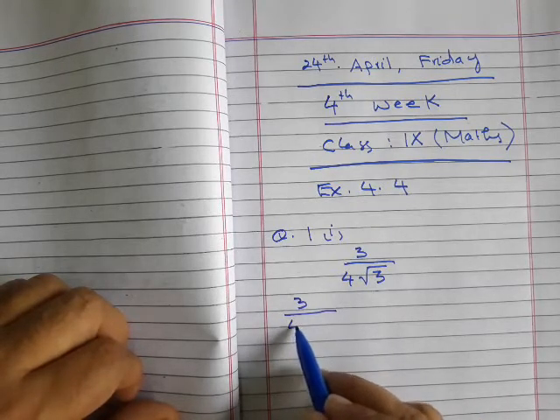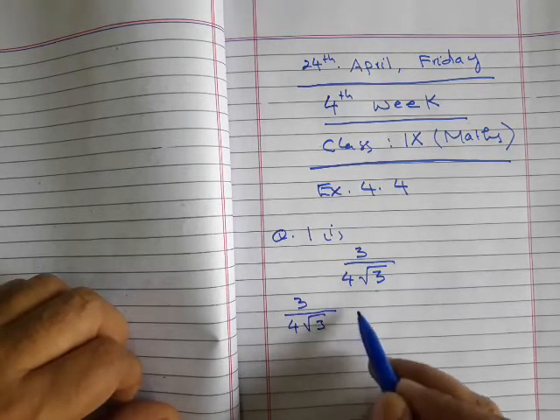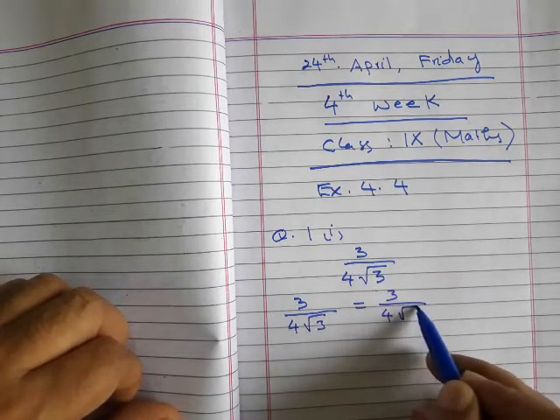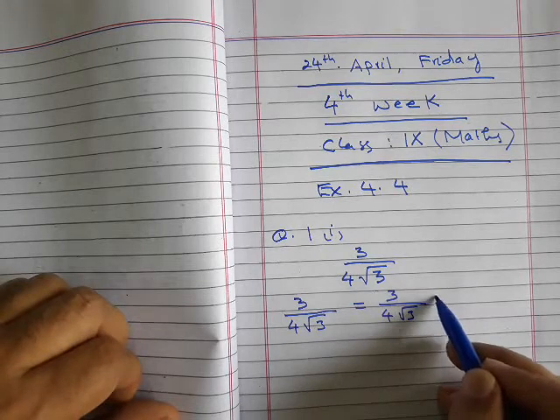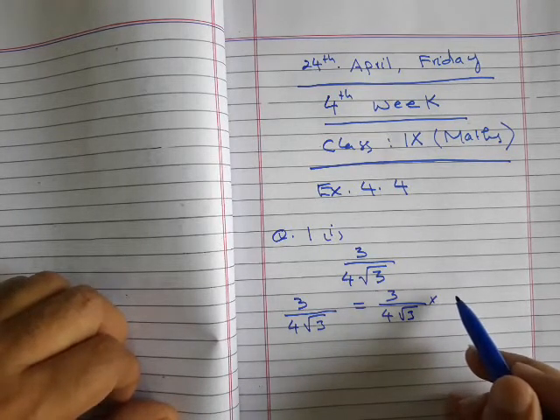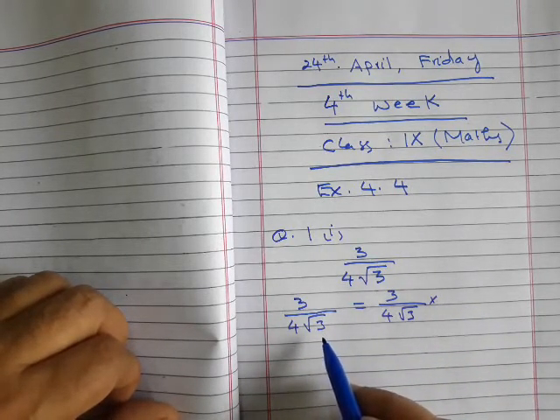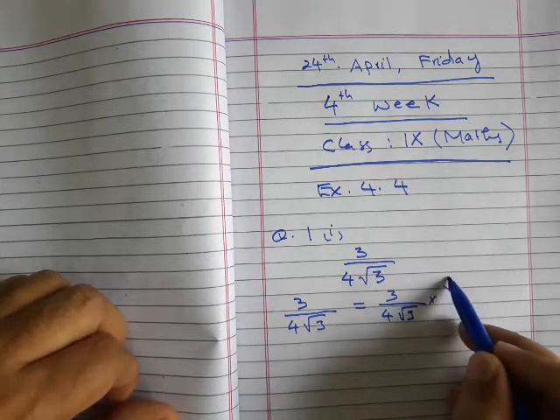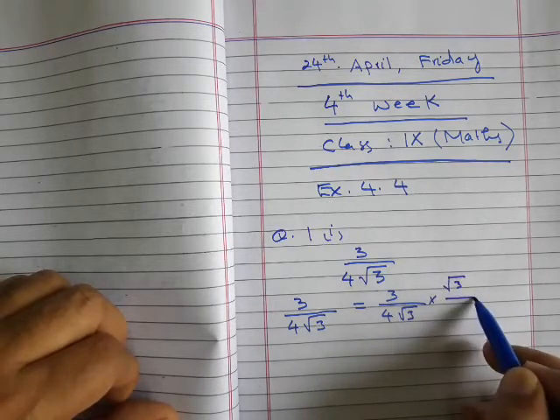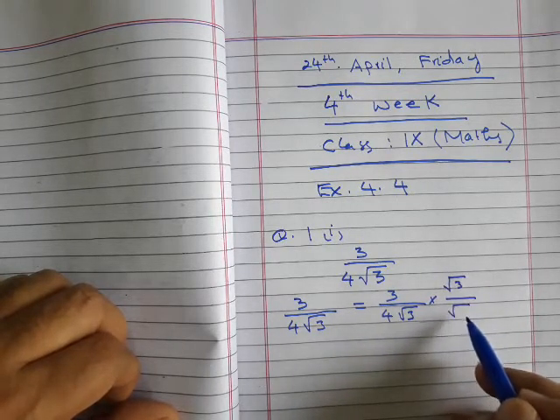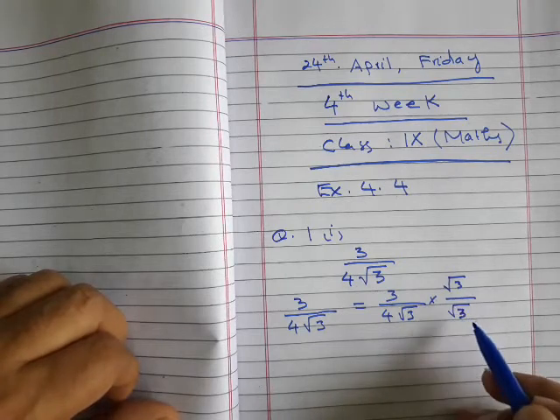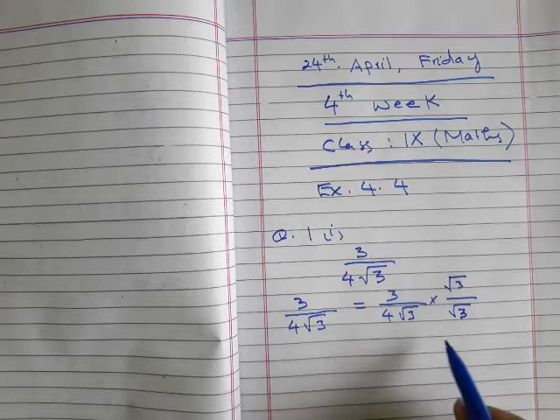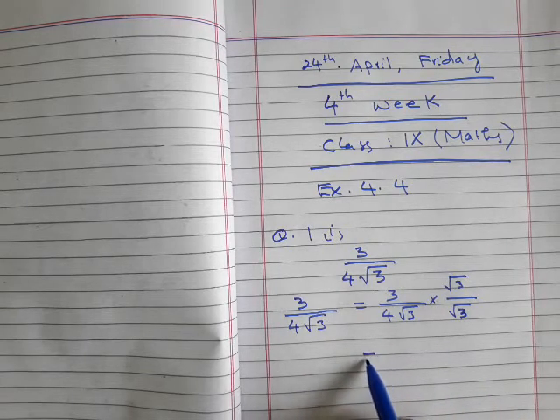3 over 4 under root 3 equals 3 over 4 under root 3, and beta we have to multiply and divide the radical number. Here the radical number is 3. This is the method for rationalization. We multiply and divide the number which is in radical sign. Now we have to simplify it.